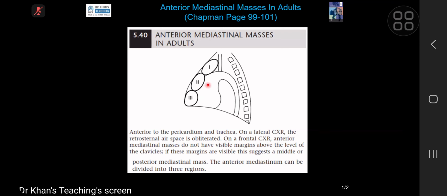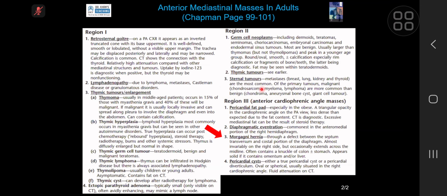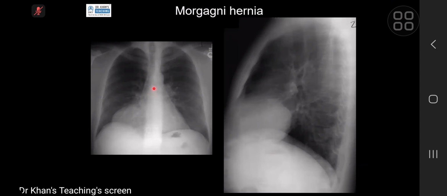lateral X-ray, in Chapman. So this is the anterior mediastinum, area 1, 2, 3. And this is the differential diagnosis of area or region 1, region 2, region 3, whatever you want to call it. There is a hernia there. We call it Morgagni hernia, which is anteriorly. So this is Morgagni hernia classical location. And this per se is an exam case because of location.